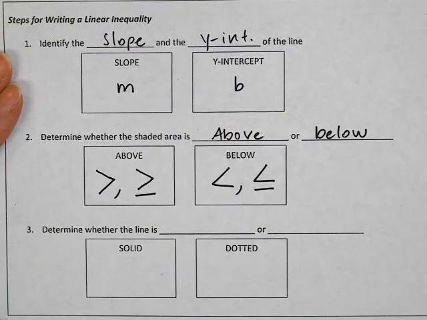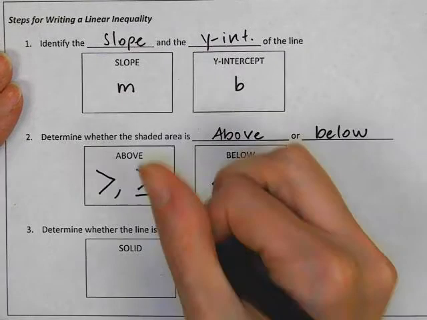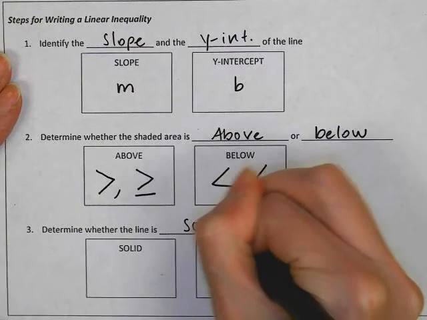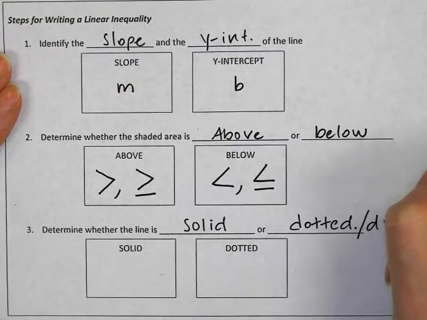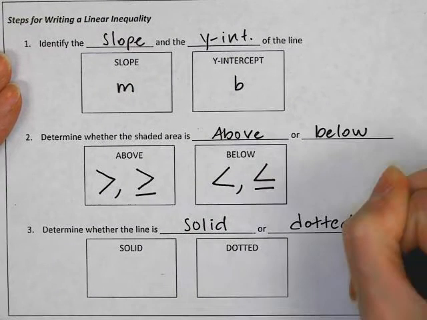And that brings us to our last thing. How do you know if it's solid or dotted or dashed? So determine whether the line is solid or dotted. Sometimes I say dashed. That's the same thing. Dashed, dotted, whatever you like better.